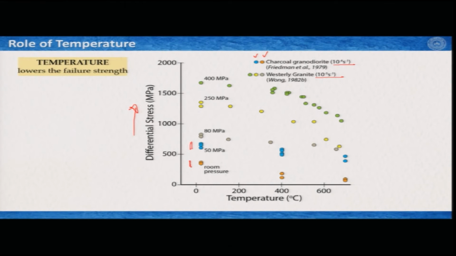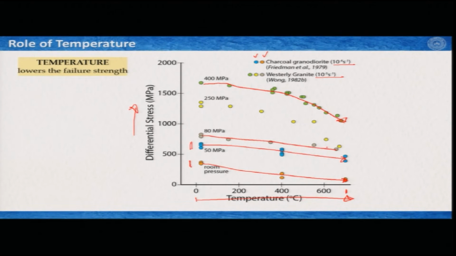And you can see that for the temperature from 0 to 700 degrees centigrade here, if the temperature got increased, then at room pressure the strength decreases like that. At 50 megapascal the strength decreased like that, whereas in Westerly granite, when dealt with 400 megapascal confining pressure, the strength decreased again a little non-linearly, but at 80 megapascal it was more or less linear.